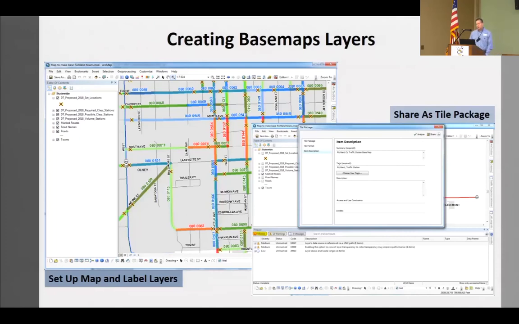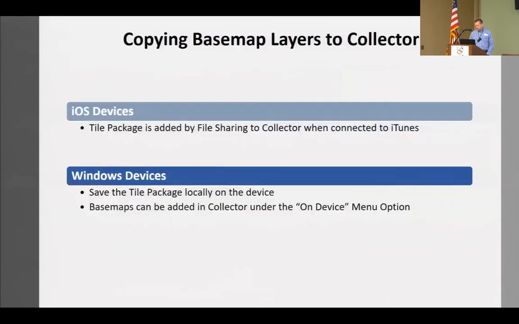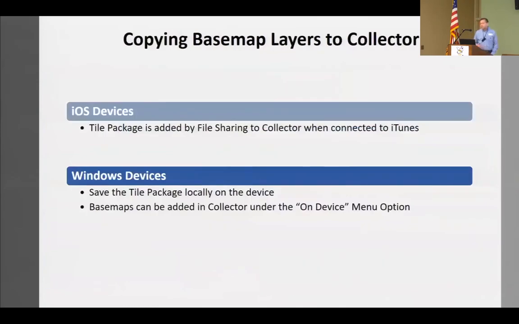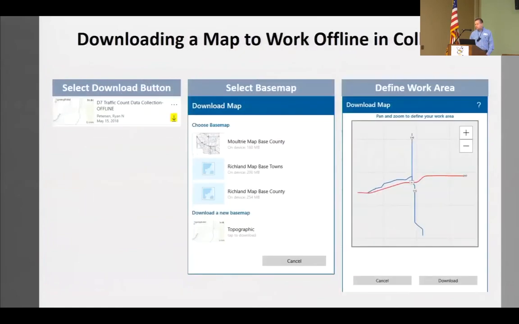File sizes range from 200 meg. I think our largest one is like 420 meg for one of the tile packages. So how do you get these into Collector? If you're using Apple, you have to use iTunes and do a file share to Collector. On a Windows device like this laptop, it's saved locally. All I have to do is go in Collector, and I can add it in, which I'll show you here shortly. These slides here, I'll come back to, but this is my backup plan in case this doesn't work.